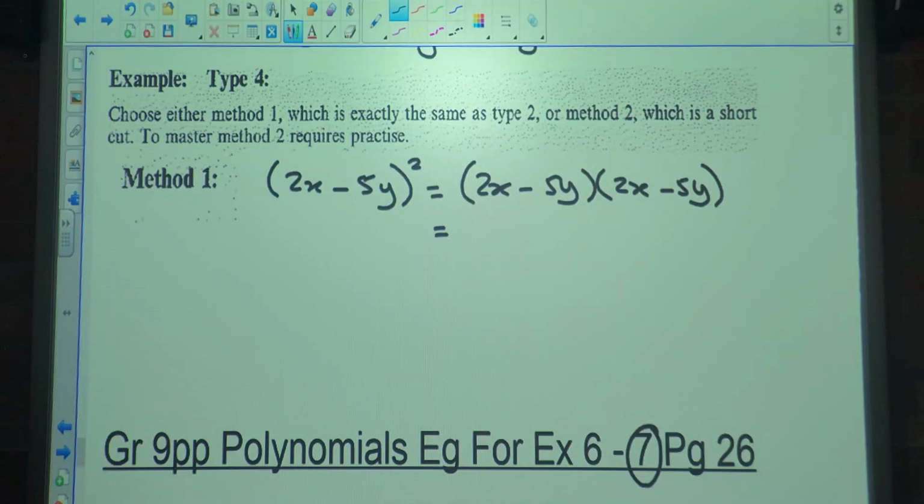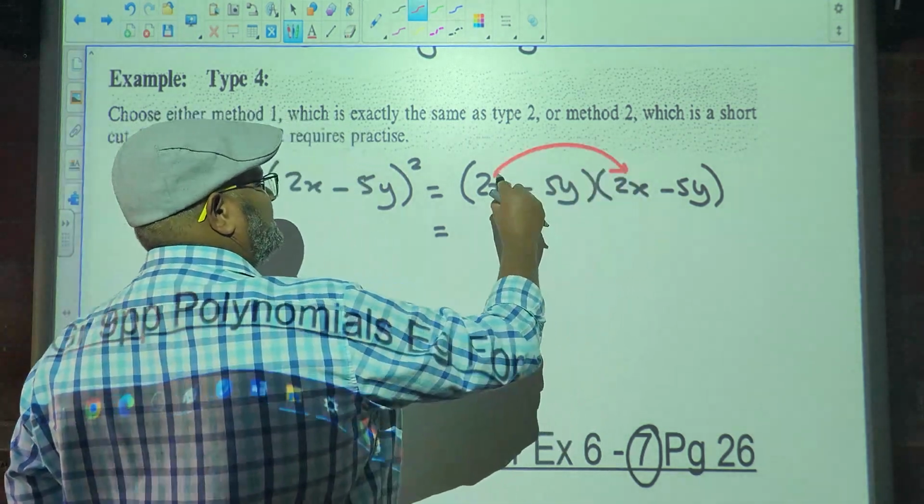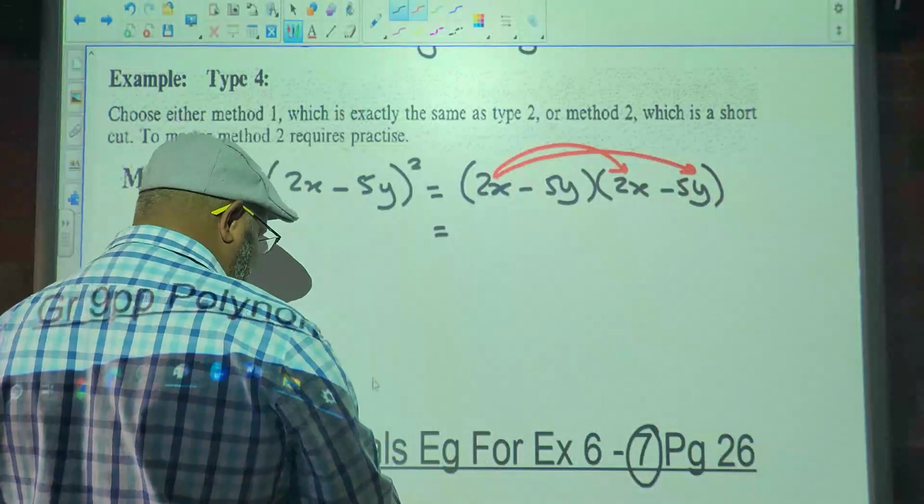The instruction is to simplify. What do we do now? The distributive law. There's going to be 2x times 2x. So answer that quickly in your books.